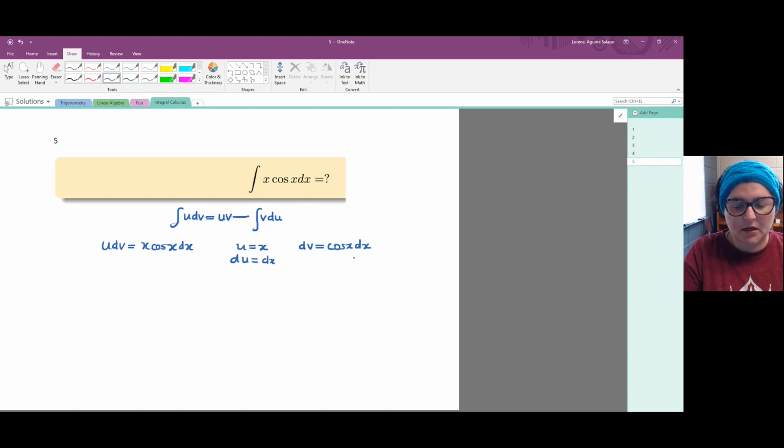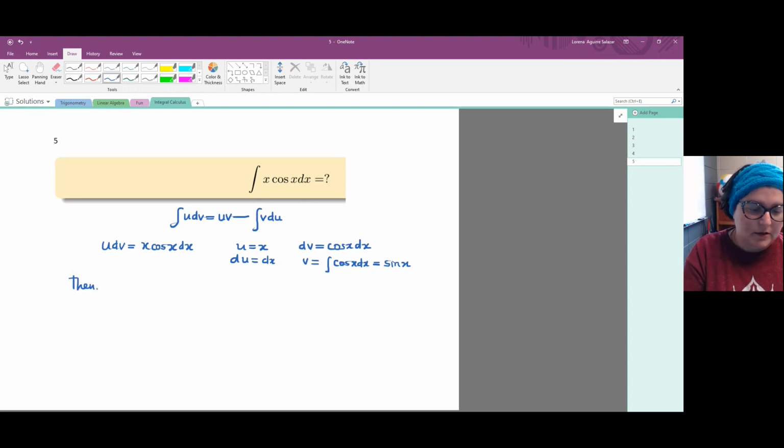And if dv is cosine of x dx, then v is the integral of cosine of x dx. And we can use a chart of integrals or a table of integrals to find this integral. This integral is sine of x plus a constant, but we ignore the constant.